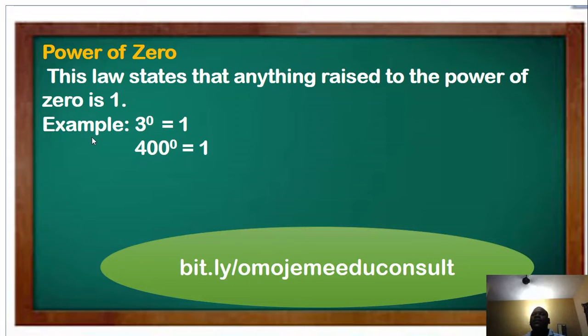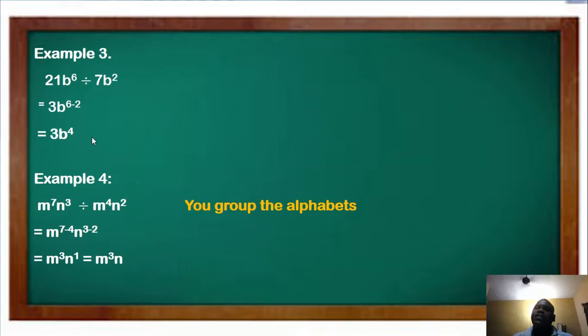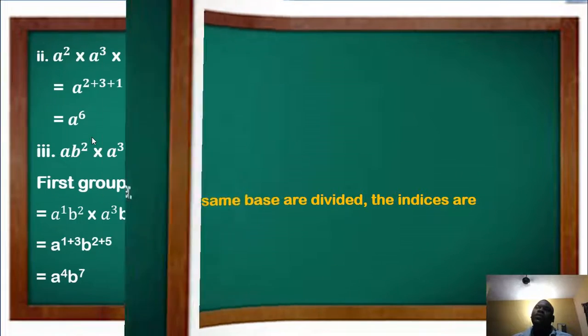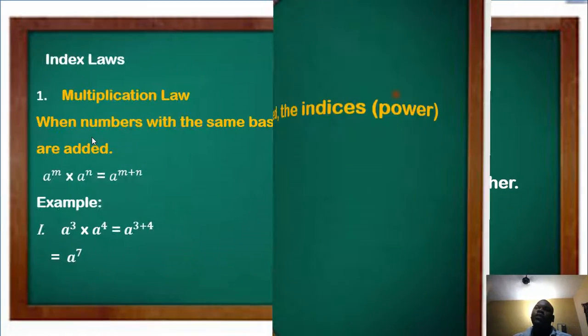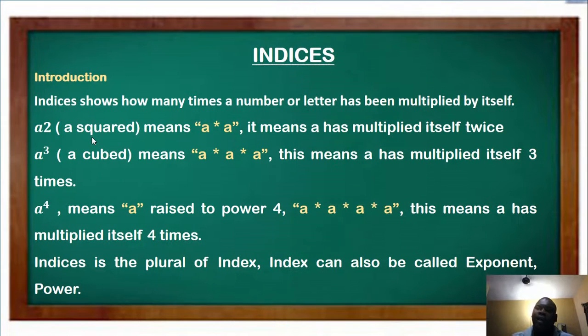So that's the law. Today we've looked at indices, and we are meant to understand that indices is the plural of index, and index means power or exponent. This also means when numbers are multiplying themselves. So we've looked at the laws that we have there.